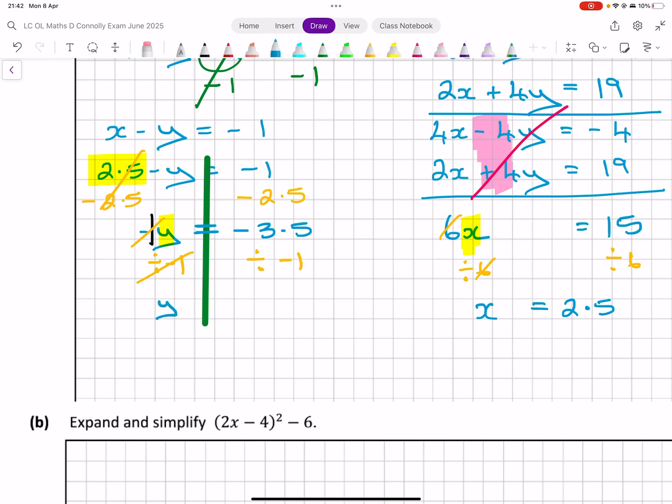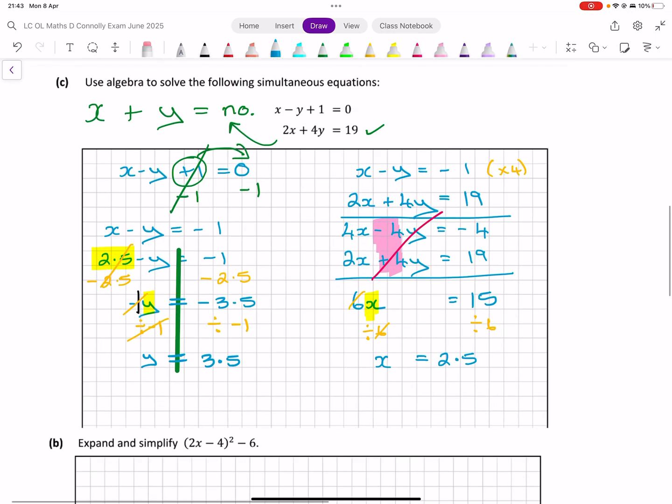So if I type that into my calculator, I just get 3.5. Minus 3.5 divided by minus 1 is 3.5. It is annoying that we got decimals, but it looks right to me.